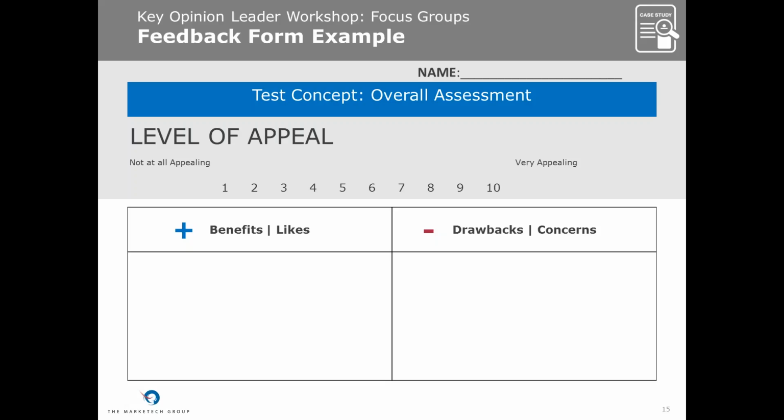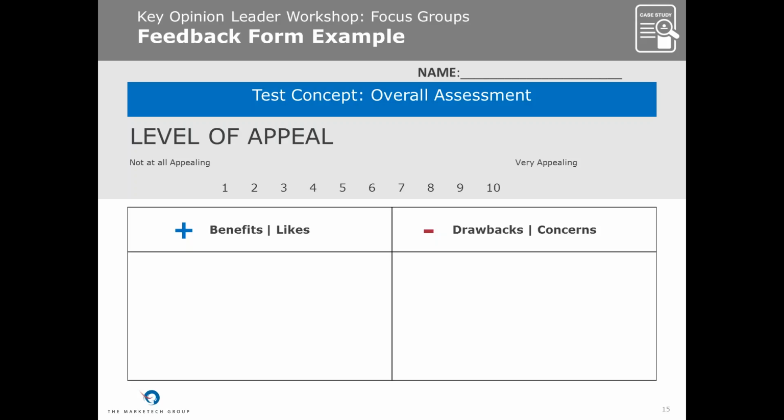Now you're starting to get some quantitative data, and if you do a number of key opinion leader meetings across different countries, for example, across different regions of a country, or with different demographic groups, you start to get quantitative data where you can compare them. Also ask them to write down in pen, what did they like about it? What did they not like about it? What concerns did they have?